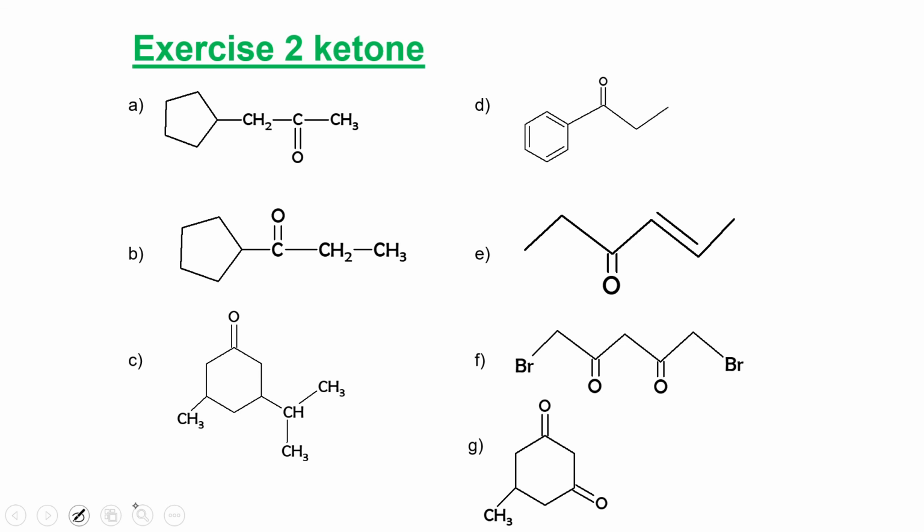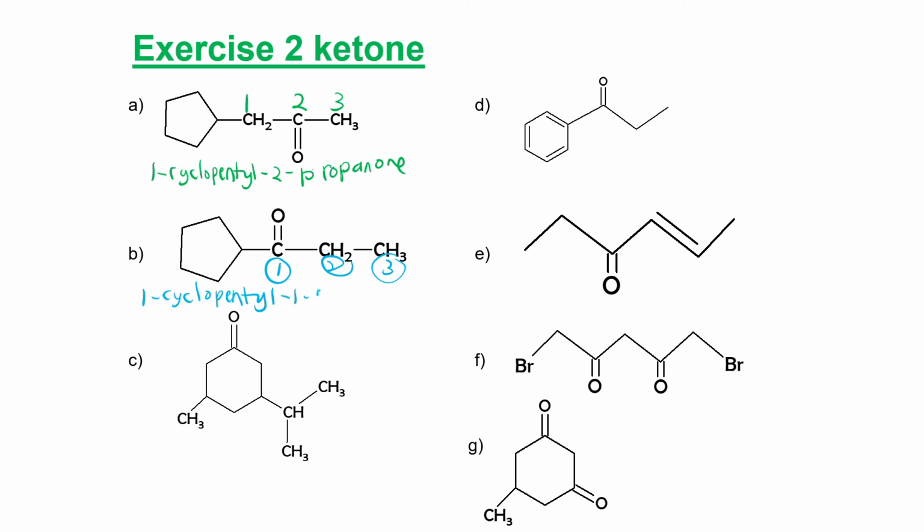So here we have 1, 2, 3, because C double bond O is still attached to carbon number 2. So cyclopentyl is on carbon number 1. So 1-cyclopentyl, and carbon number 2 has the double bond O. So 2-propanone. Okay, then B. So we have the longest continuous carbon chain, same as the one above. So let's start here. 1, 2, 3. So the carbon double bond O and cyclopentyl are both attached to the first carbon. So 1-cyclopentyl, 1-propanone. The earlier one was 2-propanone.